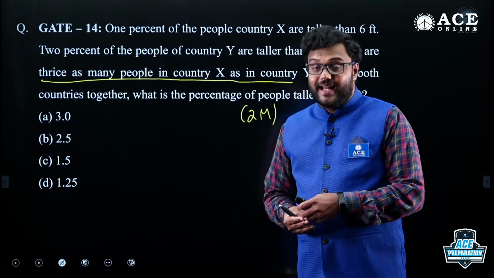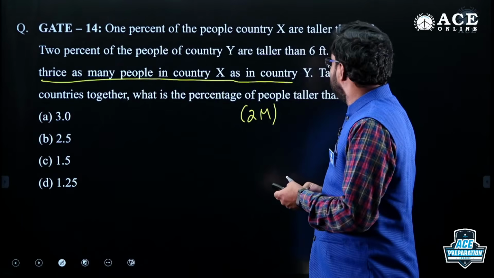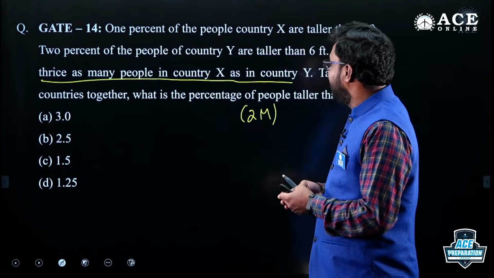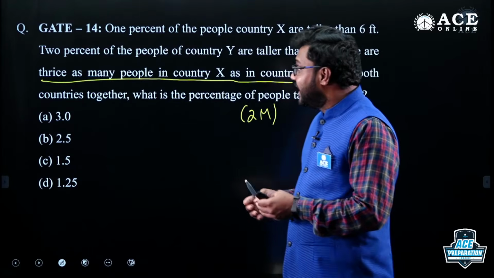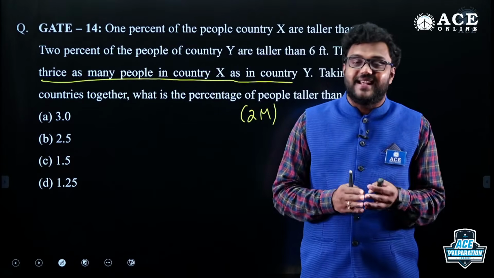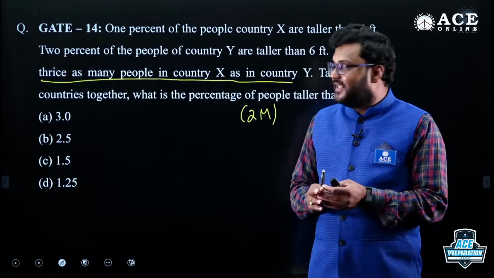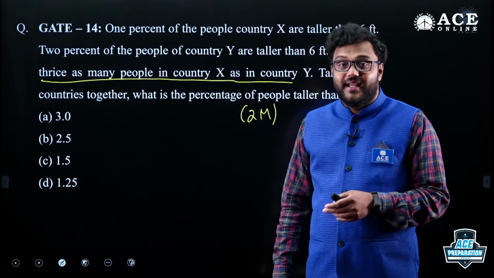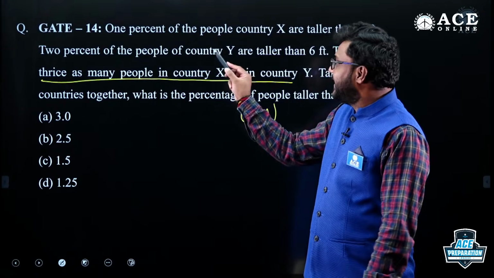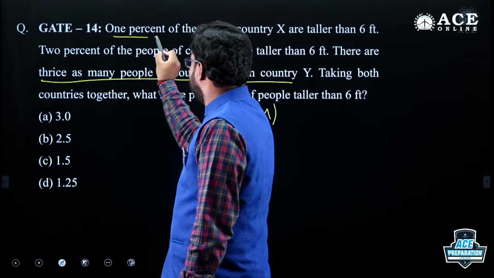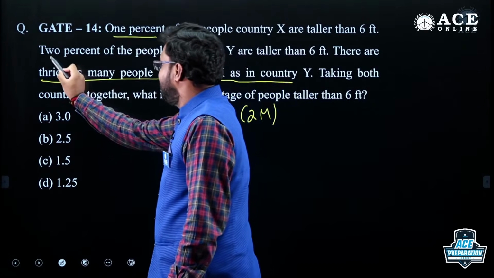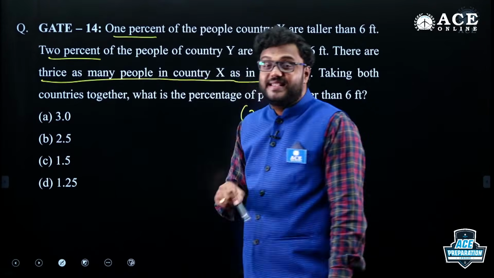1% of the people in country X are taller than 6 feet. 2% of the people of country Y are taller than 6 feet. There are thrice as many people in country X as in country Y. Here again, see percentage, 1%. Here 2%. Thrice means 3 times.